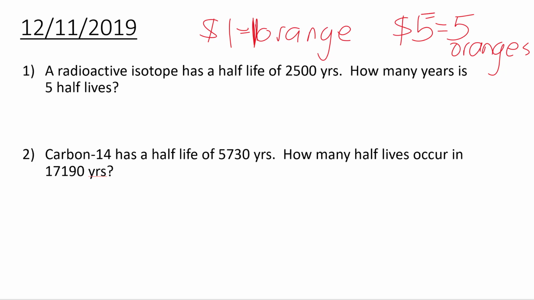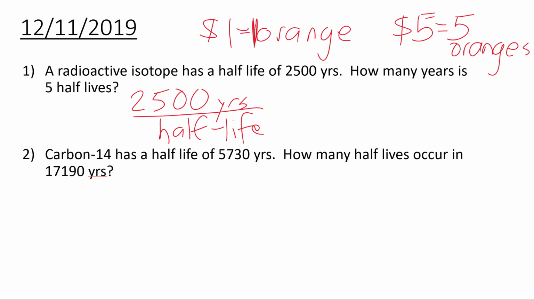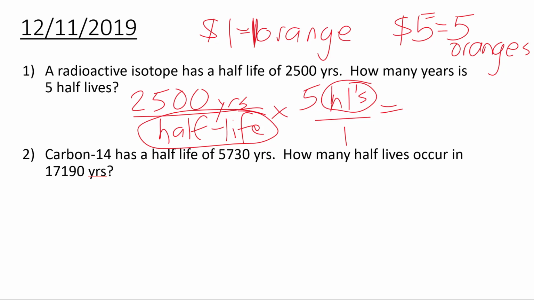So here, 1 half-life is 2,500 years. So 2,500 years per half-life, right? It's like 50 miles per hour. And then you multiply it by 5 half-lives. You notice that the half-lives is on the bottom of the fraction here, and it's on the top of the fraction here. Any number is by itself over 1.